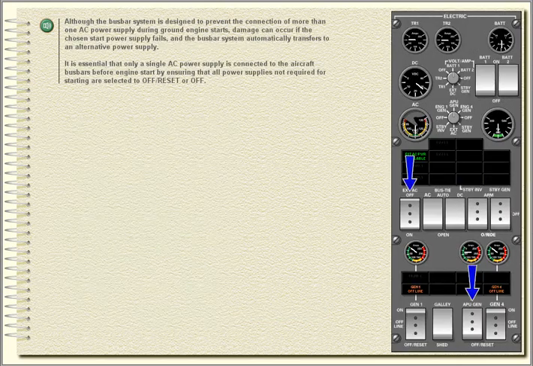Although the busbar system is designed to prevent the connection of more than one AC power supply during ground engine starts, damage can occur if the chosen start power supply fails and the busbar system automatically transfers to an alternative power supply. It is essential that only a single AC power supply is connected to the aircraft busbars before engine start, by ensuring that all power supplies not required for starting are selected to Off Reset or Off.